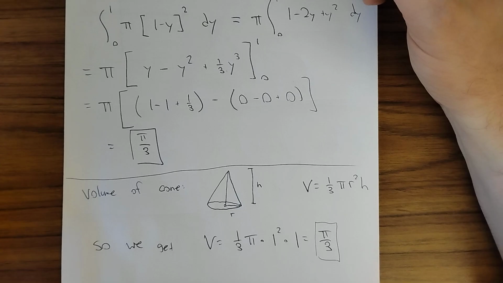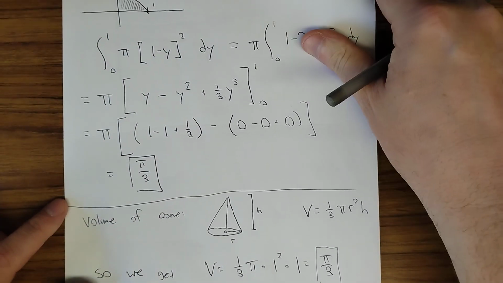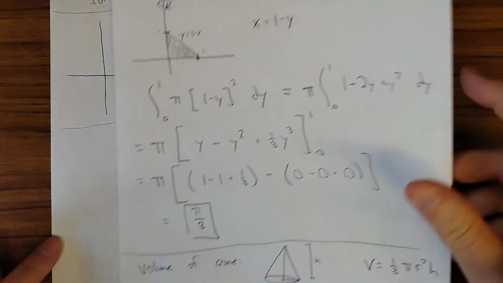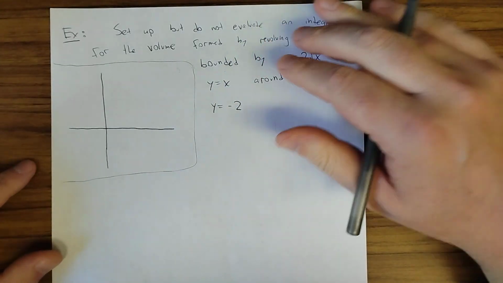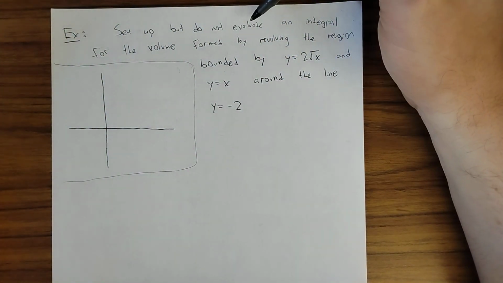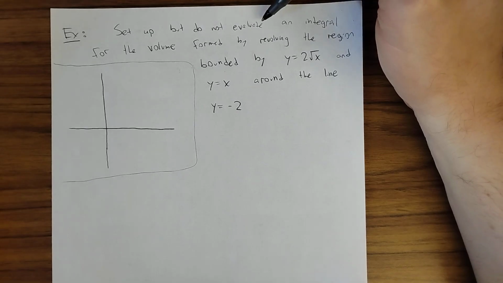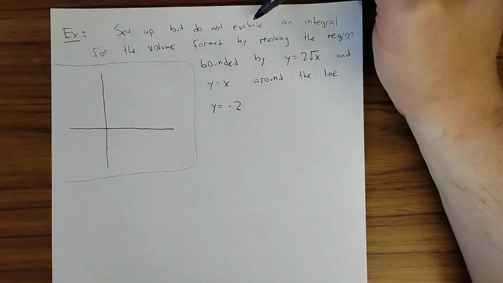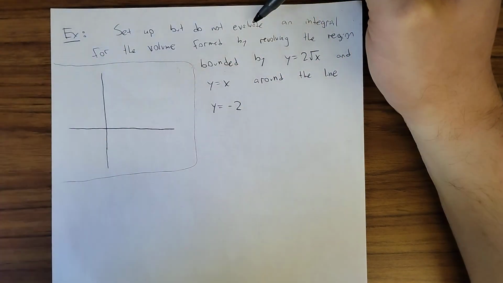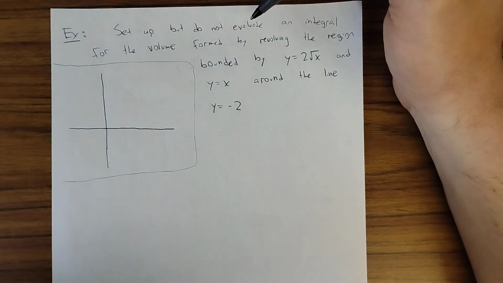Okay, anyway. Let's do another quick example. So this one is set up but do not evaluate. You want to pay attention to when the instructions say that, because you don't want to do more work than you have to. Also, if it says set up but do not evaluate, that could mean that evaluating it is a lot of work, and you may not want to bother with that.